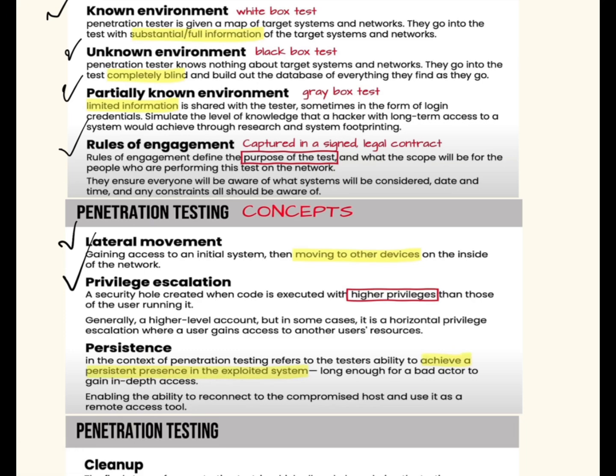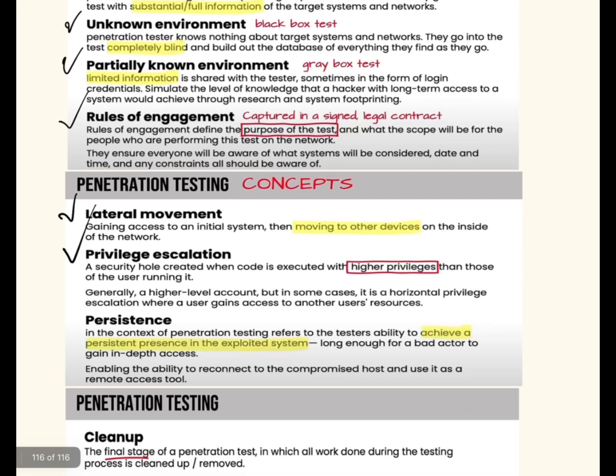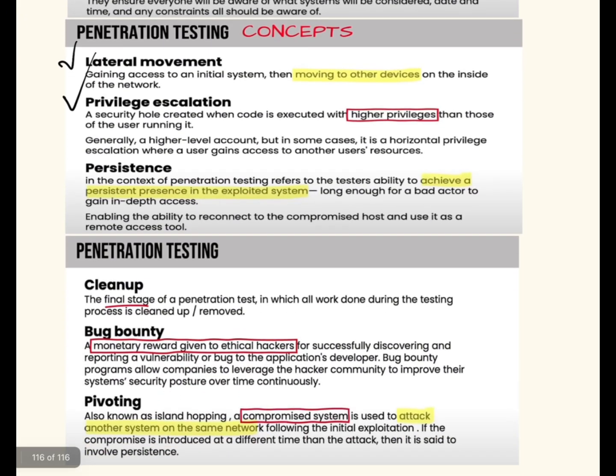Persistence is setting up a mechanism to maintain access to a compromised system even after reboots or patches, ensuring long-term access for deeper exploitation or backdoor creation. Once you get access to the system, you make sure that you stay in the system for a longer period of time, enabling the ability to reconnect to the compromised host and use it as a remote access tool.